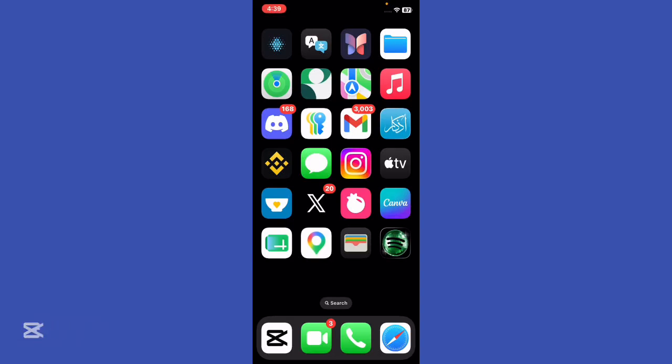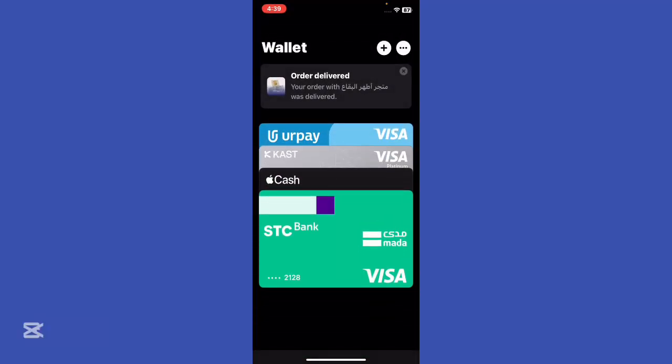Hey guys, what's happening? How to see your card number, credit or debit, on Apple Wallet.